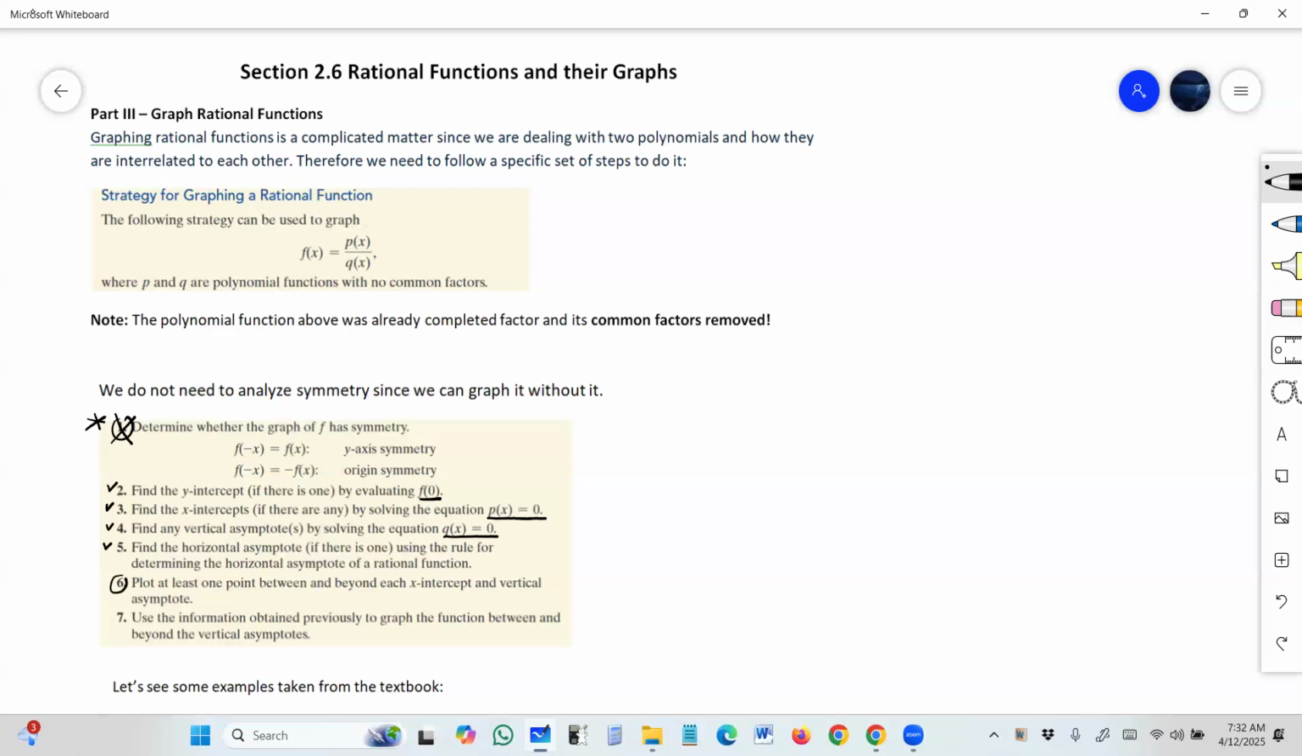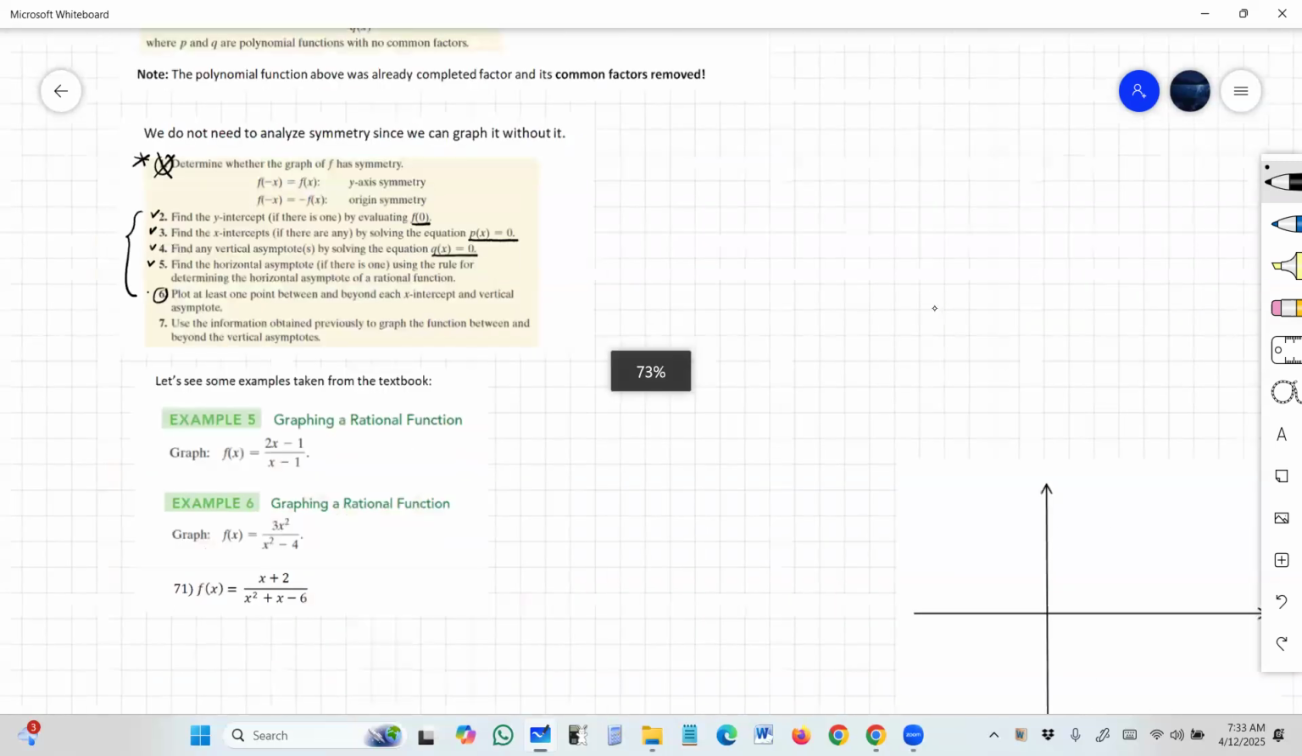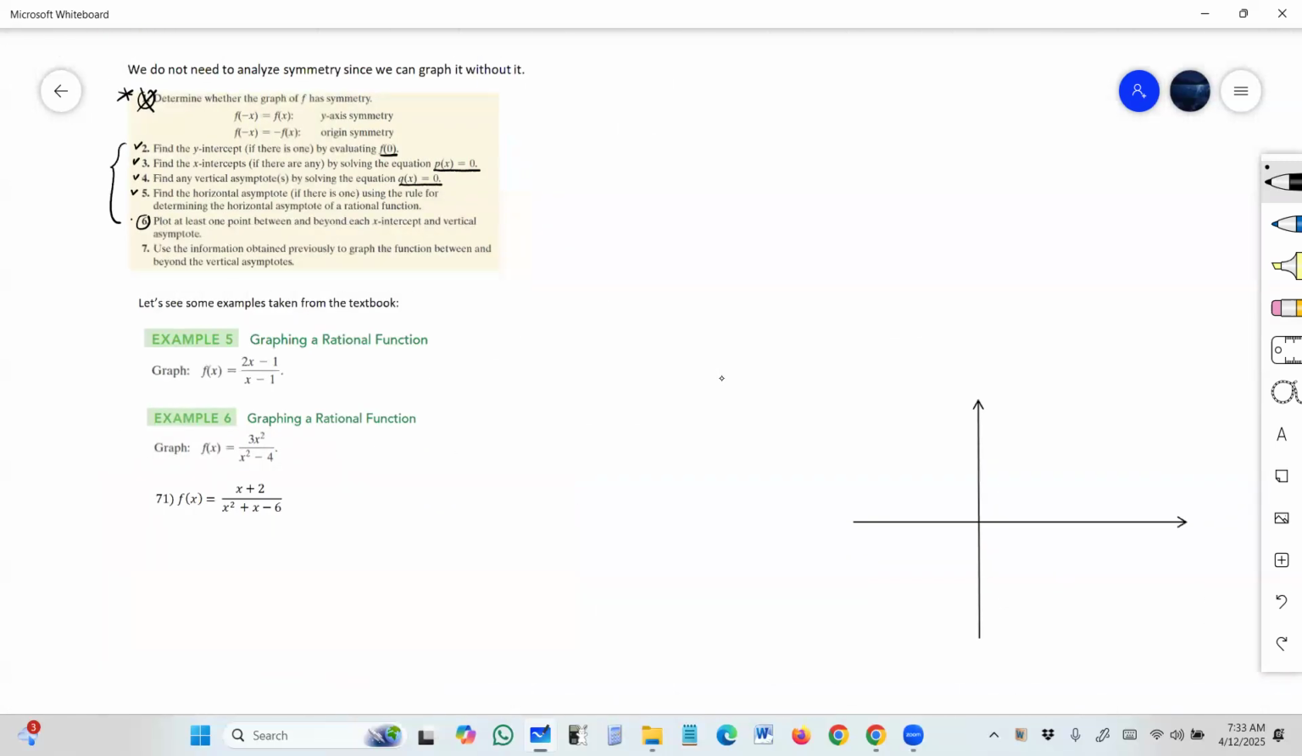And then this is probably one of the key points: we have to pick a point in each segment of the number line between x-intercepts and the vertical asymptotes to find exactly where the function is. So this is very important. Okay, so we're going to do these points through 2, 3, 4, 5, and 6 in order to graph these rational functions. All right, so I'm going to leave this visible because I want you to see exactly what we're doing.